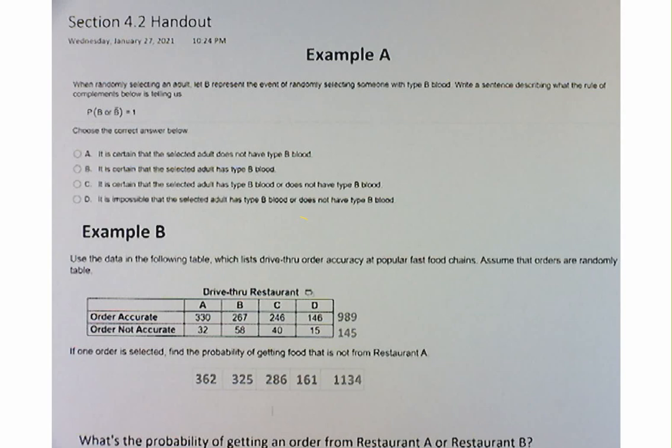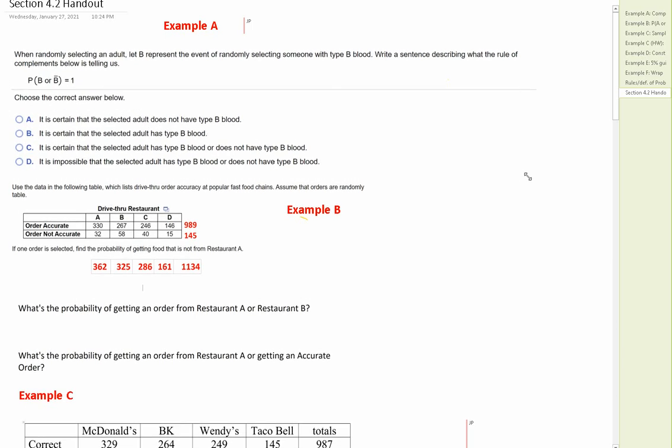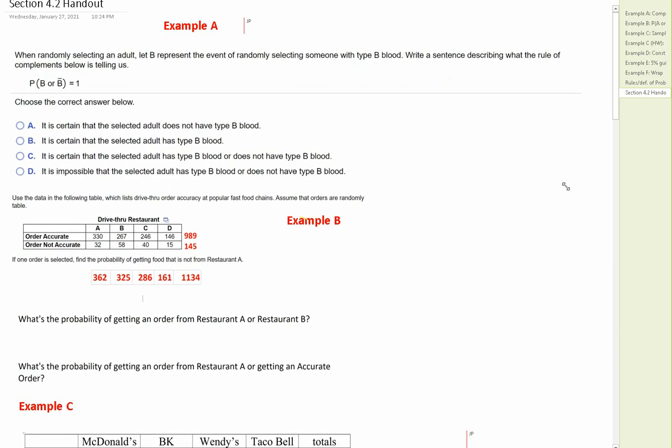So section 4.2 is going to continue our introduction into probability, and in particular, this is a look back at our complementation rule. It's asking you what is meant by probability of B or B bar equaling 1. Let's think about that a little bit. Remember, in terms of the complementation, what that means is that you've got two possibilities and you're looking for the probability that one of them happens.